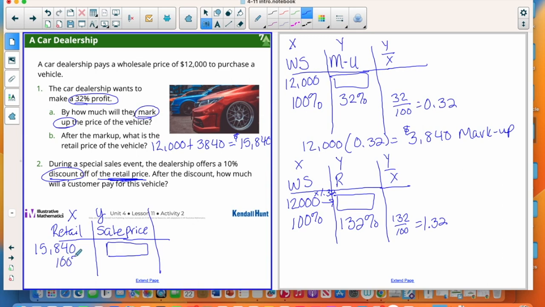The retail price is my 100%. I'm discounting it 10%. So discount, remember, we subtract. So that makes that 90%. Y divided by X, 90 divided by 100, 0.9. And then we multiply 15,840 by 0.9, and we find out that the sale price is $14,256.